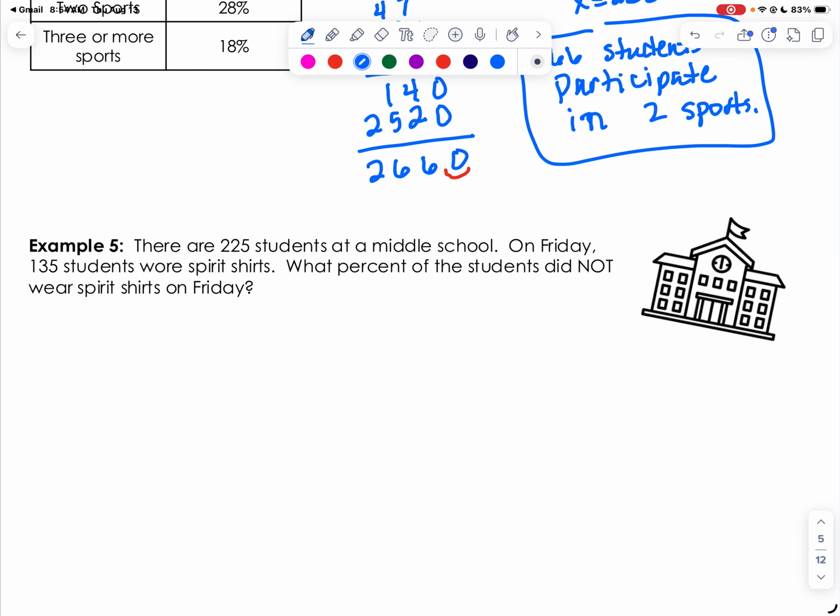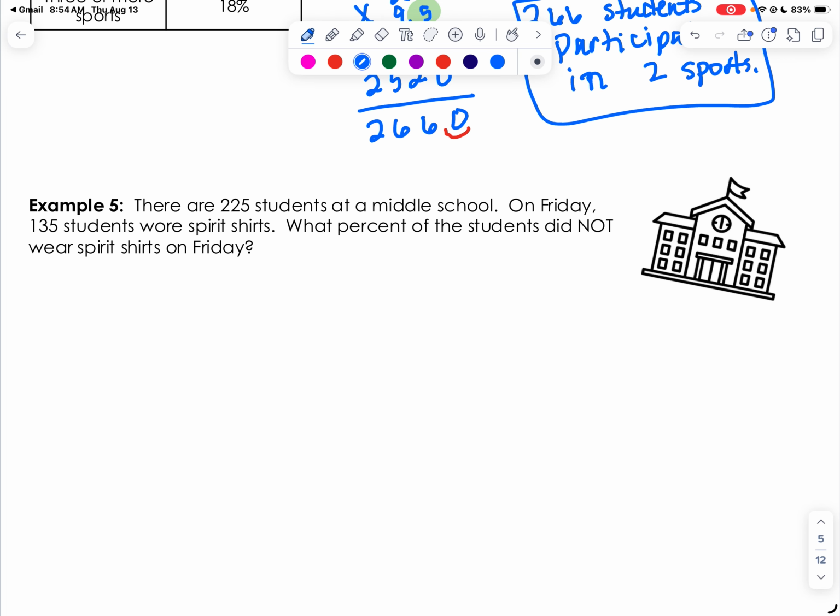Example 5. There are 225 students at a middle school. On Friday, 135 of those students wore spirit shirts. What percent of the students did not wear spirit shirts on Friday? Pause the video and try this problem on your own. When you're finished, press play to check your answer. All right, welcome back. Let's see how you did.